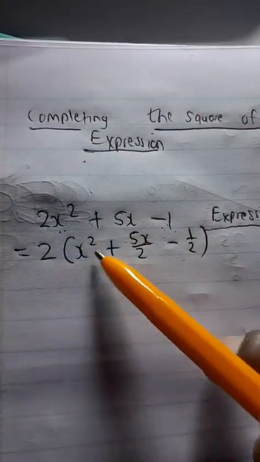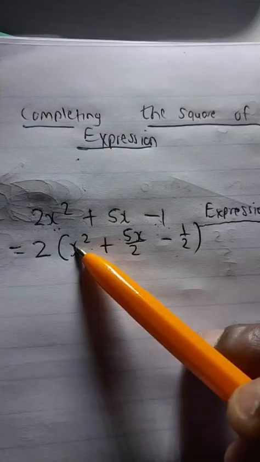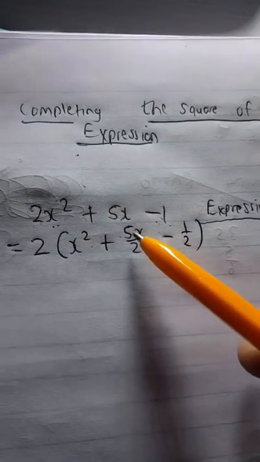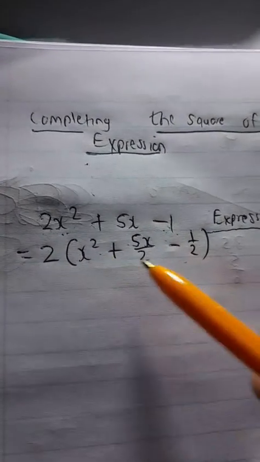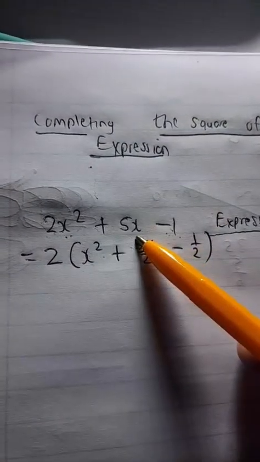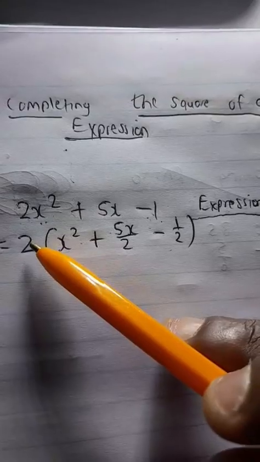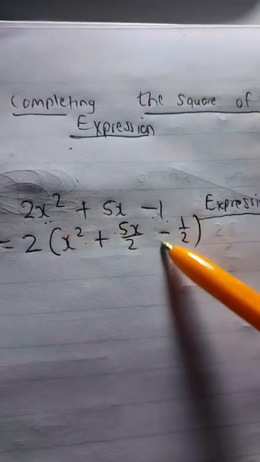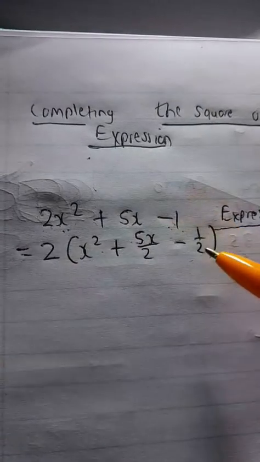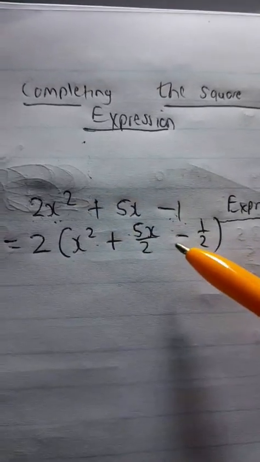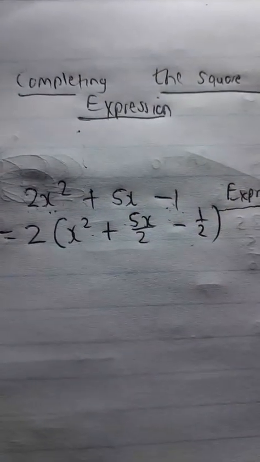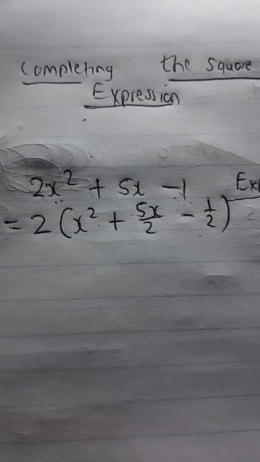If we take out this 2 here, then inside we write an x squared. The next term is 5 over 2, because if you take this 2 and multiply back here, this 2 and this 2 cancel, we get back the positive 5x. If we take the 2 and multiply back to this negative half, it cancels this 2 and this 2, and we get back the negative 1. So by doing this, we are not changing the quadratic expression, but rather we are setting it up so that it is ready for us to complete the square.